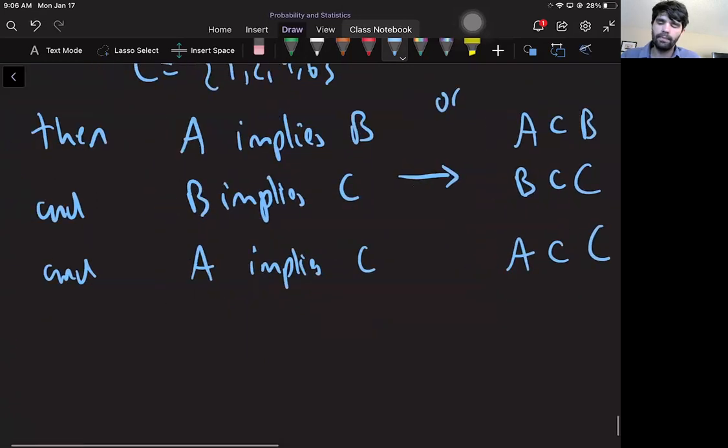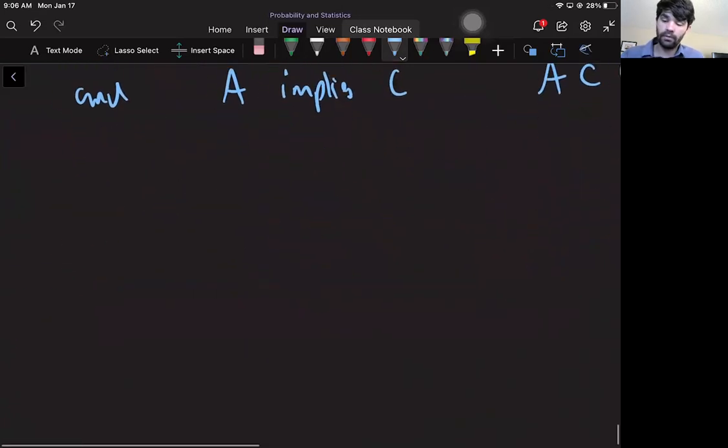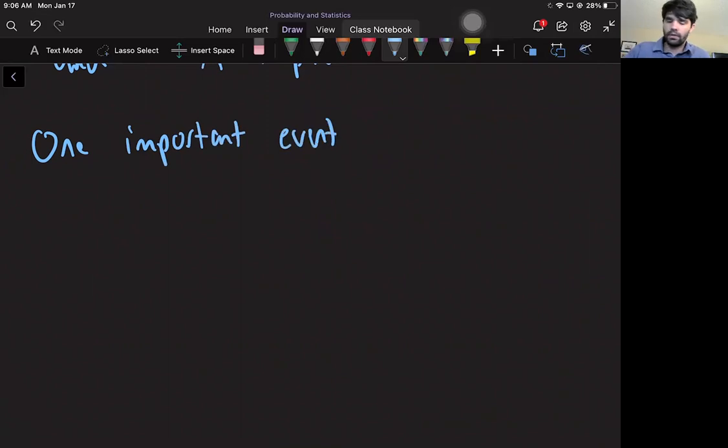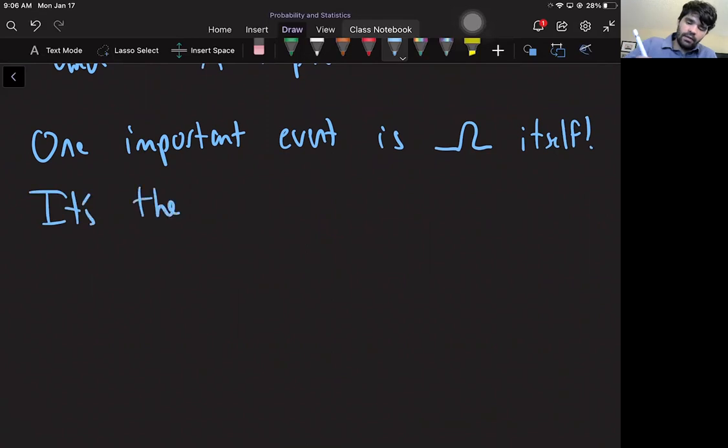Okay. So as I said before, one important event is the sample set itself. So it's important because it's the only event that must occur.